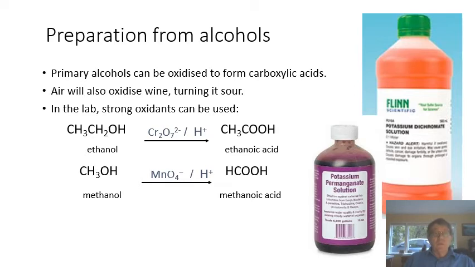You can do it in the lab, of course, as well, using a strong oxidant like potassium dichromate or potassium permanganate. And in both these cases, you need to add an acid as well, for instance, sulfuric acid. That's why there's an H plus next to the reagent. Now it's just the dichromate ion that's required. The potassium is just a spectator. And the same with this one, it's just a manganate ion that's required as the oxidant, although there's always a positive ion with it. And again, you need to acidify that as well to make it work.